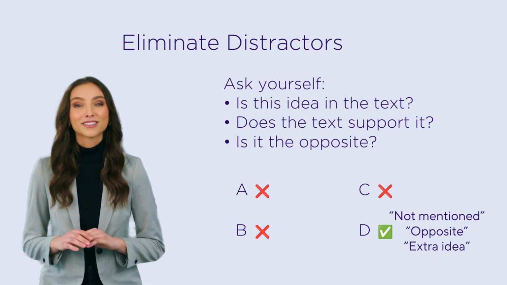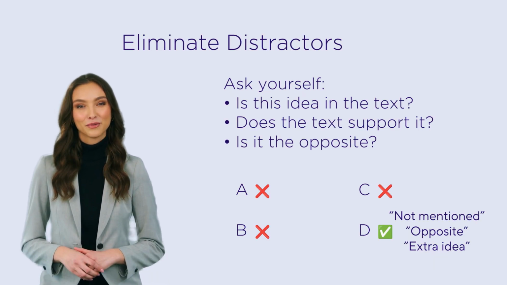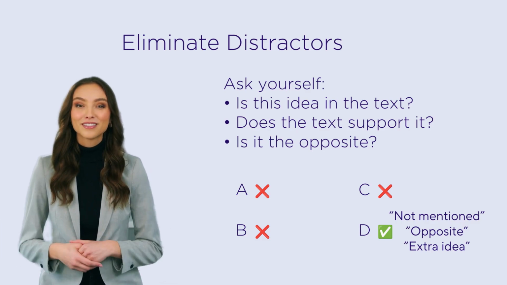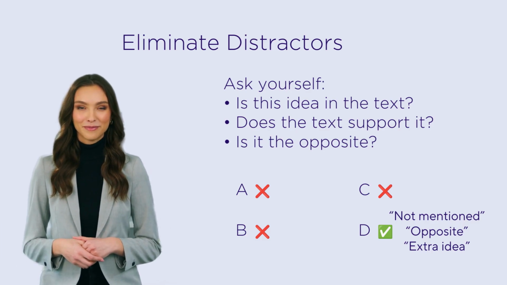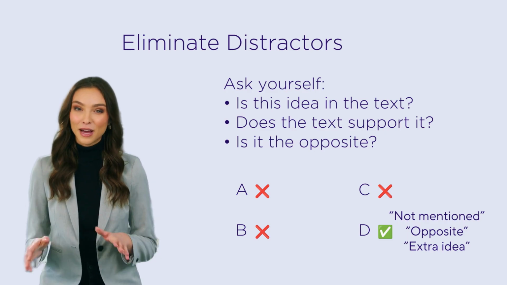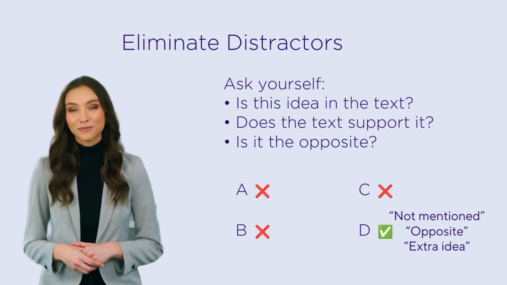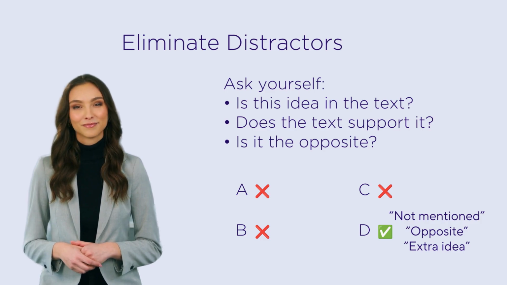Many options in Part C are distractors. They look correct, but they are not. Ask yourself 3 questions. Is this idea in the text? Does the text really support this idea? Is this the opposite of what the text says? If the text does not support the option, do not choose it.